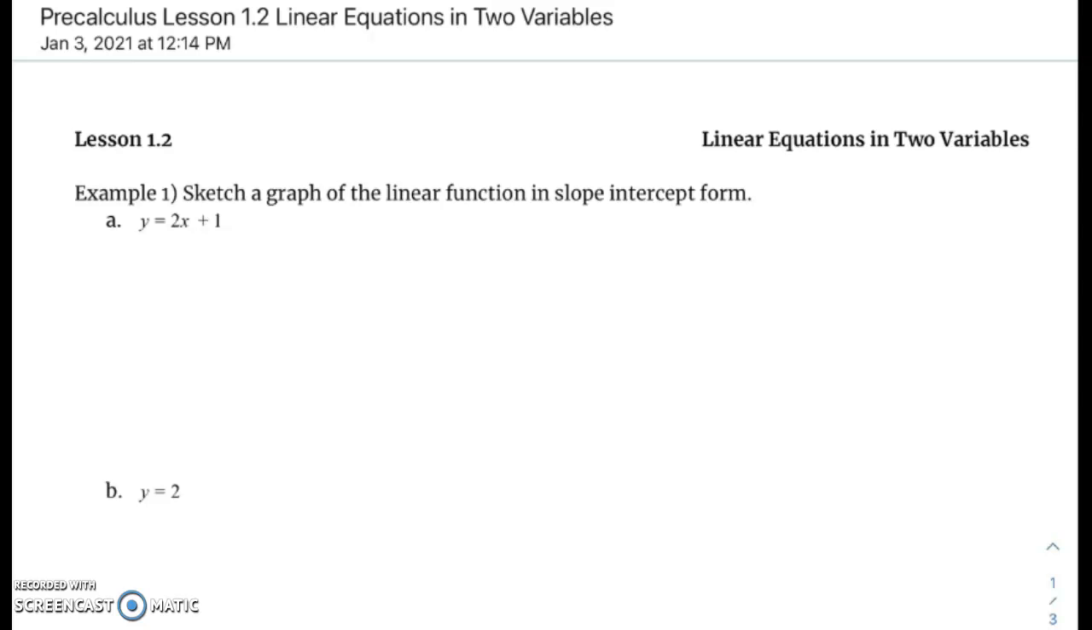In lesson 1.2, we're going to be looking at linear equations in two variables. That means there's an x and a y. In example 1, we're sketching the graph of the linear function in slope-intercept form. So let's real quickly refresh what slope-intercept form is.